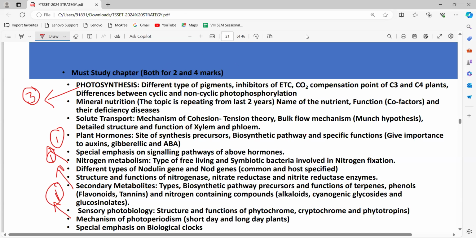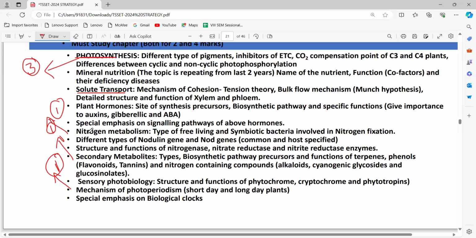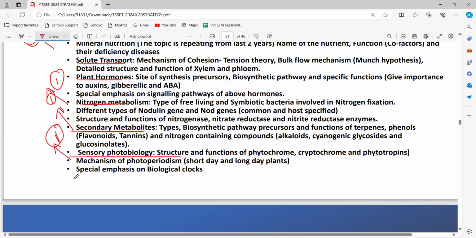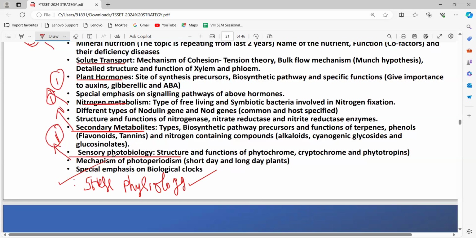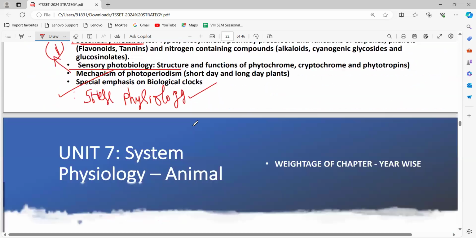The various topics that we have to cover are photosynthesis, transport in plants, nitrogen metabolism, plant hormones, secondary metabolites, and sensory photobiology. There is another subunit, friends, which we can call stress physiology. These are the various subunits that you all have to focus on compulsorily for the exam. Otherwise, it is impossible to crack the exam.